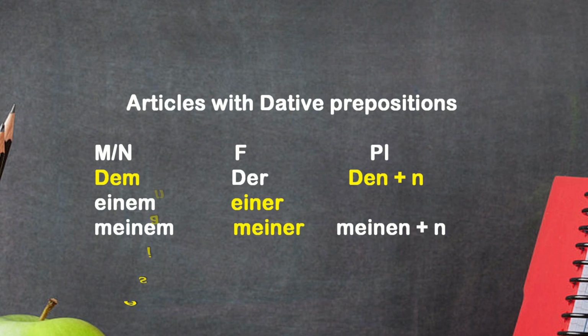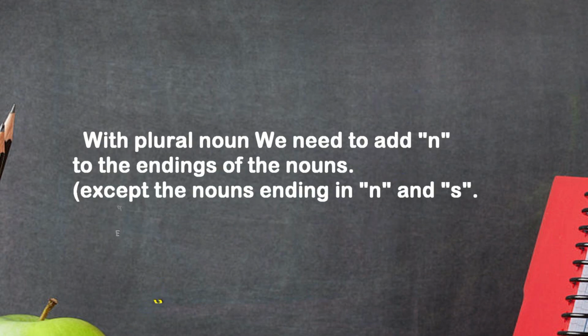Now let us see the articles used with dative prepositions. For masculine and neuter nouns, we use dem. Der changes to der for feminine nouns, and for plural, we use den. Then plus an: so remember here, with plural nouns, we need to add an n to the endings of the nouns, except the nouns ending in n and s.